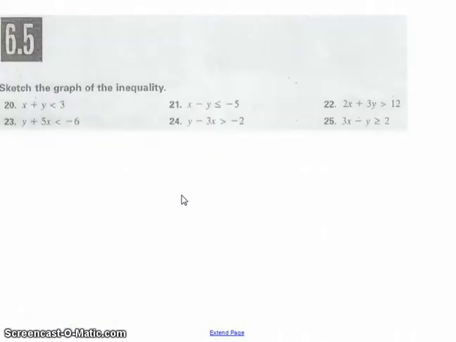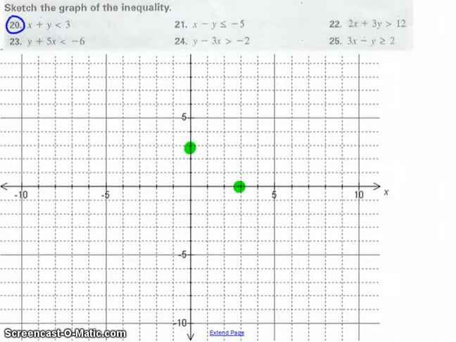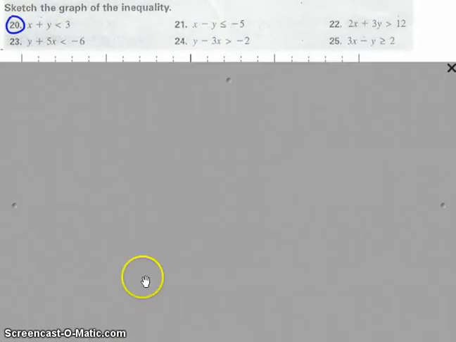Let's move on. From 6.5, you had to be able to sketch the graph. Well, let's look at, first of all, number 20 here. Okay, that was a bit of a mistake. I didn't want to reveal the graph quite right away. Looking at number 20 here, I've got x plus y is less than 3.